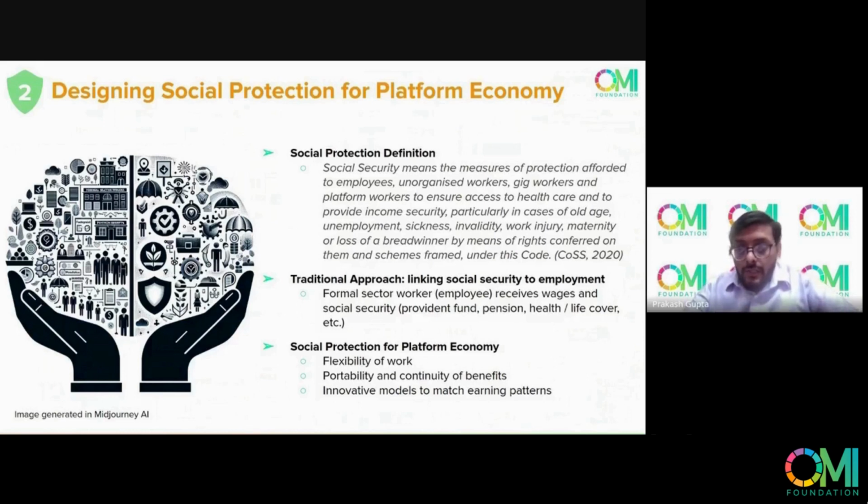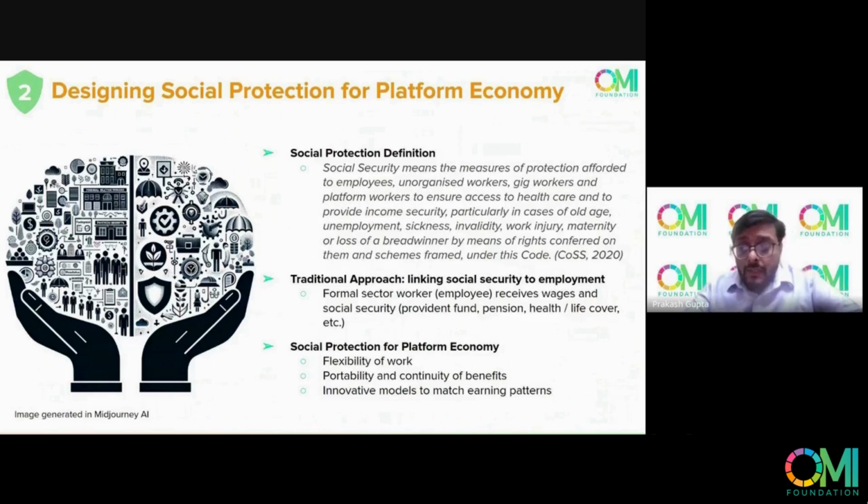Code on Social Security 2020 makes the provision of social protection for all kinds of workers, irrespective of the employer-employee relationship. This way, the Code on Social Security breaks the traditional approach to social protection that was structured around standard employment, which includes social protection benefits for a formal worker, such as provident fund, pension funds, and health cover, etc.